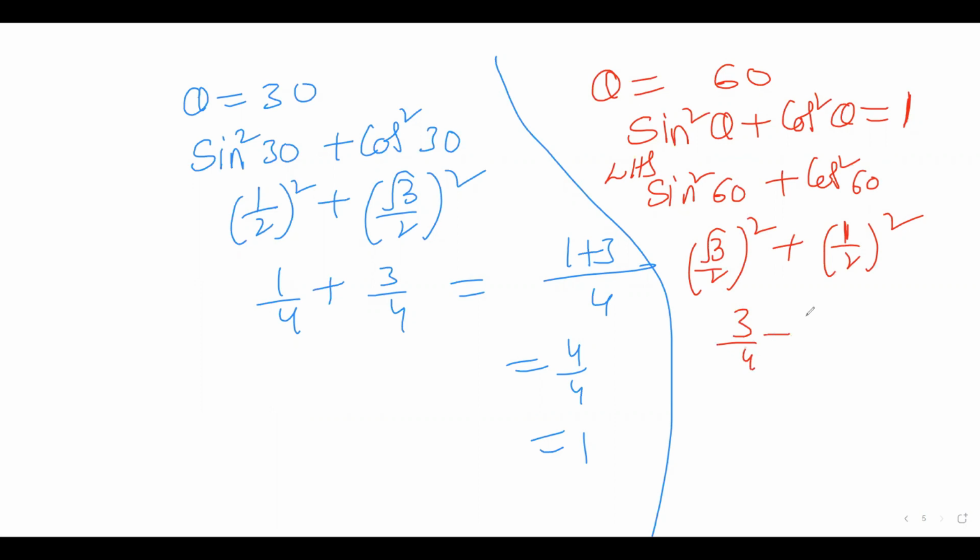So 3 by 4 plus 1 by 4. 3 plus 1 by 4 is equal to 4 by 4, which is equal to 1. Take any angle, you will always get 1. That's why this identity is true.